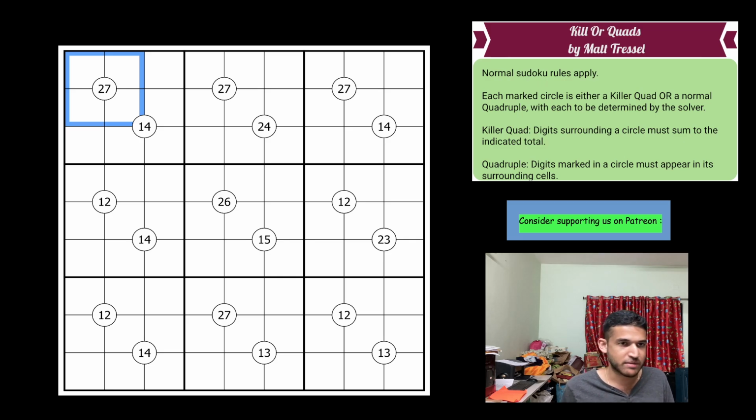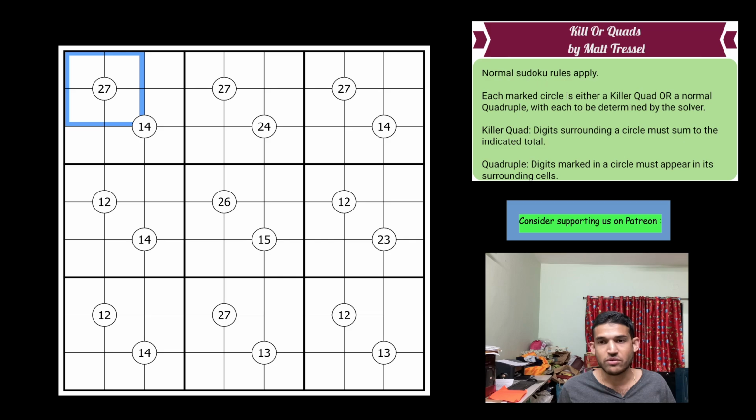Killer quad: digits surrounding a circle must sum to the indicated total. So if you, for example, consider this 27 clue here as a killer quad, then the sum of the digits in these 4 cells would be equal to 27. Quadruple: digits marked in a circle must appear in its surrounding cells. If, for example, you deduce this clue as a quadruple clue, then 2 and 7 must appear in these 4 cells, right? These are the rules.